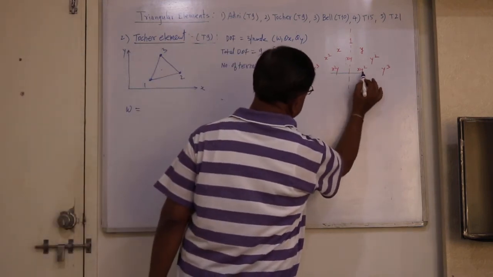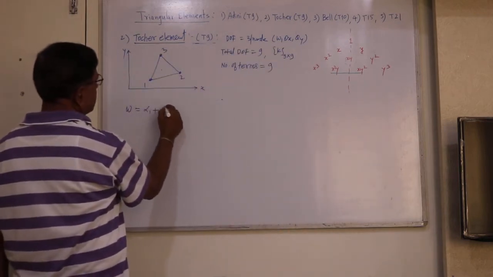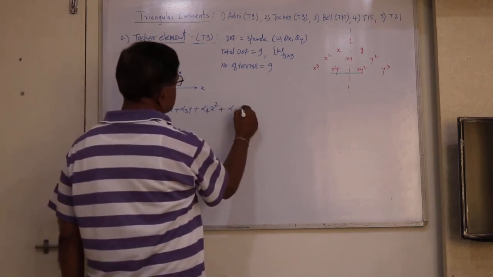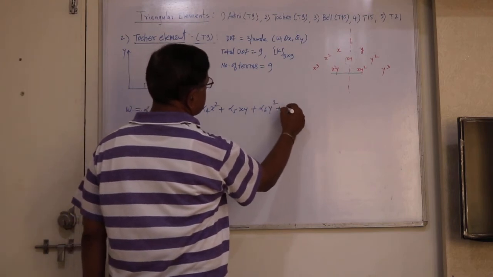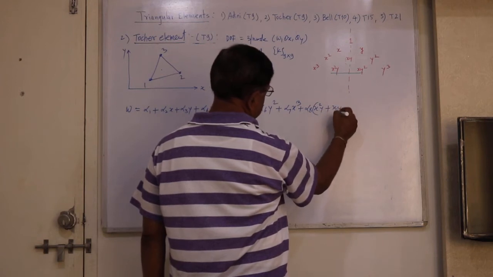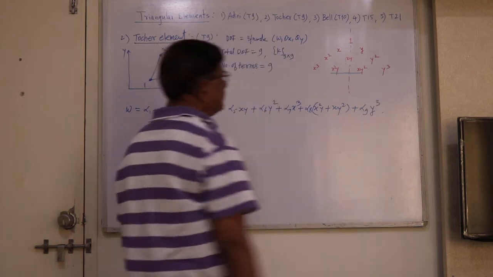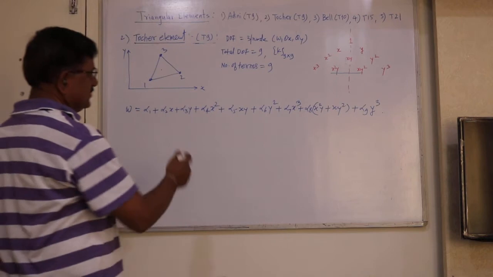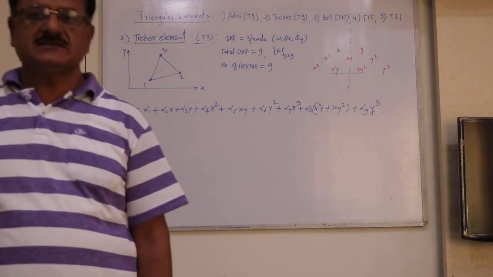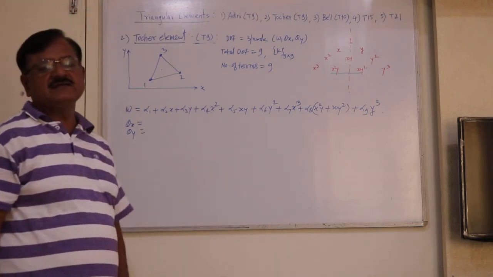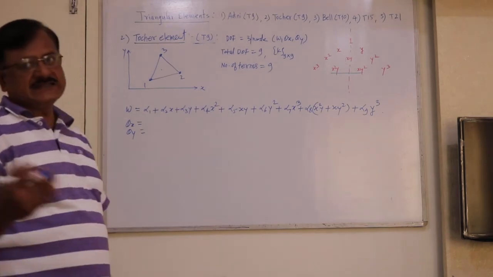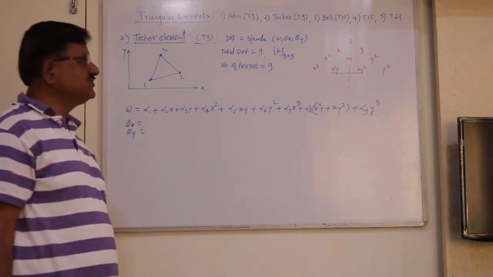These 2 terms are combined. So this is alpha 1 plus alpha 2x plus alpha 3y plus alpha 4x square plus alpha 5xy plus alpha 6y square plus alpha 7x cube plus alpha 8 into bracket x square y plus xy square plus alpha 9y cube. Now the displacement function is assumed in this way, and then theta x, theta y are worked out. But this element does not satisfy the condition of geometric invariance for certain orientations, and hence the matrix becomes a singular matrix. That is the main disadvantage of this element.